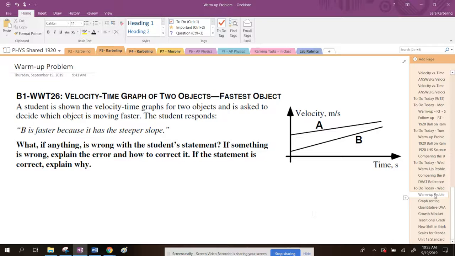So, I'm going to take a poll real quick. Raise your hand for me first. Do you think that the student is right, that B is faster because it has a steeper slope? Hands in the air. Raise your hand if you think, no, the student is wrong. Okay, and you can put your hands down.